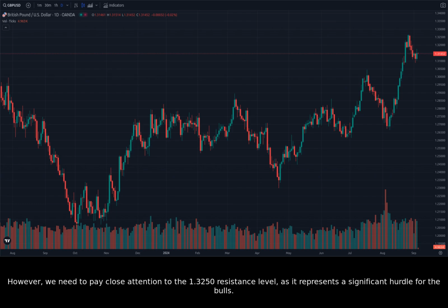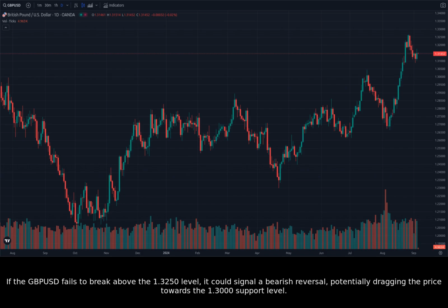However, we need to pay close attention to the 1.3250 resistance level, as it represents a significant hurdle for the bulls. If the GBPUSD fails to break above the 1.3250 level, it could signal a bearish reversal, potentially dragging the price towards the 1.3000 support level.